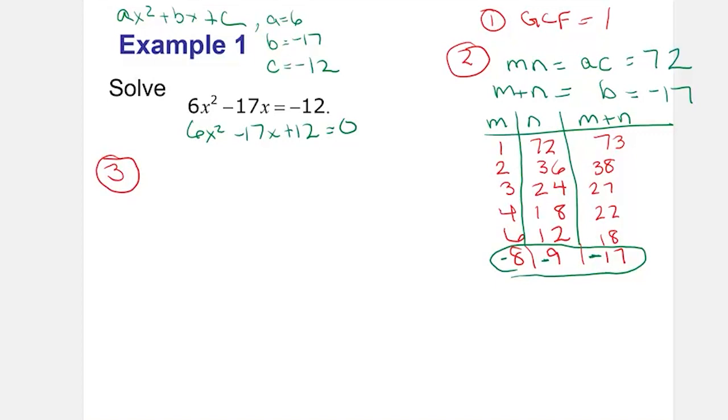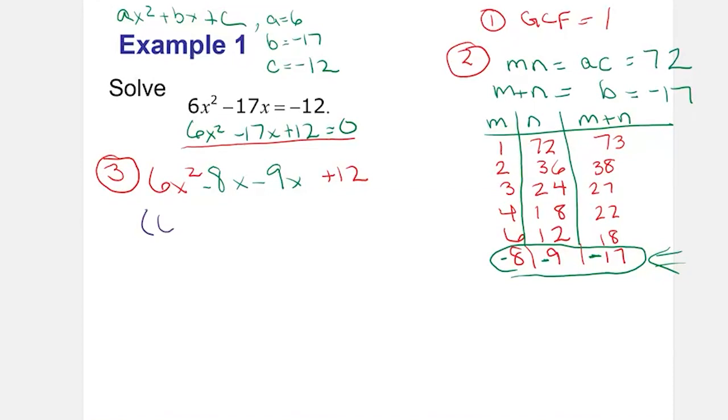So the long way is we have to take this equation, and what I'm going to do is write 6x squared and plus 12. Those are the ends, but I'm going to change my minus 17 to minus 8x minus 9x. Okay, so I'm using these two numbers that I found here. And if you add together minus 8x plus minus 9x, or minus 8x minus 9x, they both come out to minus 17x. So again, I haven't changed anything. Now what I'm going to do is factor by grouping.